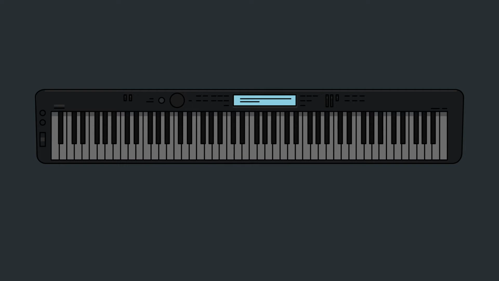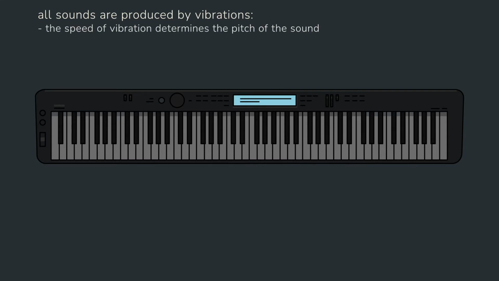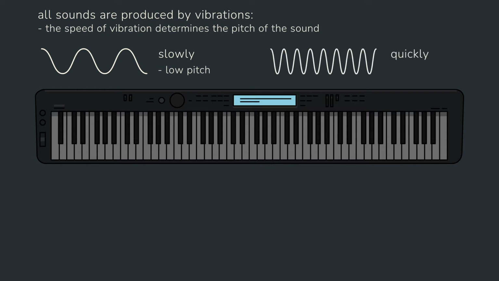So, what is a musical note? All sounds are produced by vibrations, and fundamentally it's the speed of that vibration that determines the pitch of the sound that you hear. Pitch just means how high or low a sound is. So, if something's vibrating very slowly, then it produces a very low-pitched sound. But if something's vibrating very quickly, then it produces a higher-pitched sound.